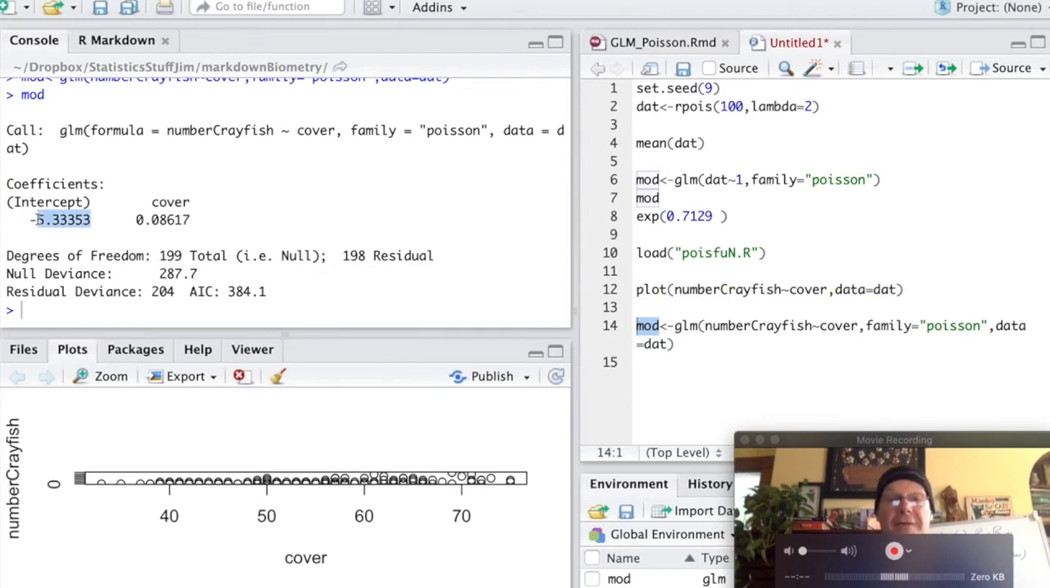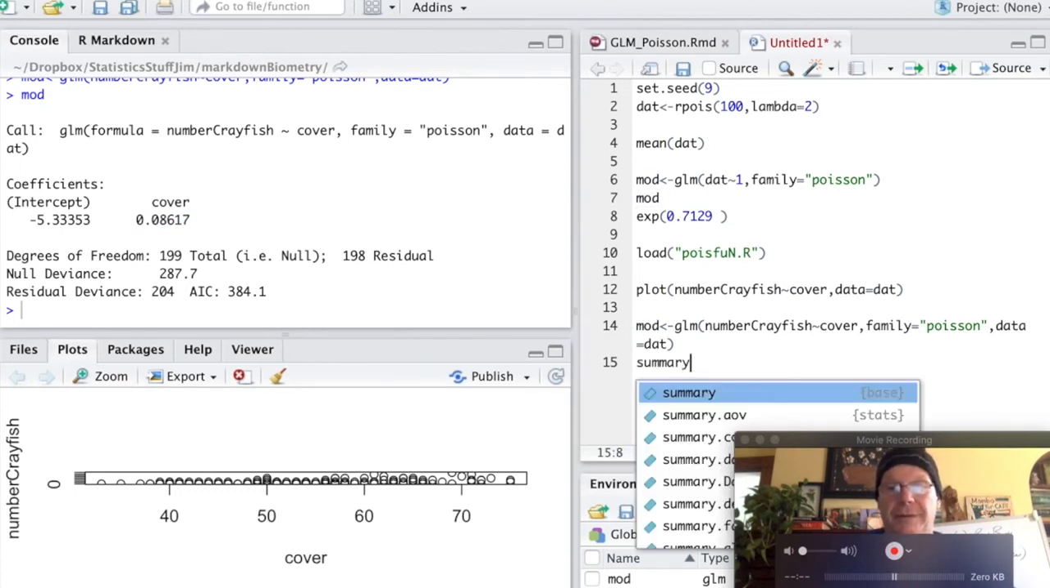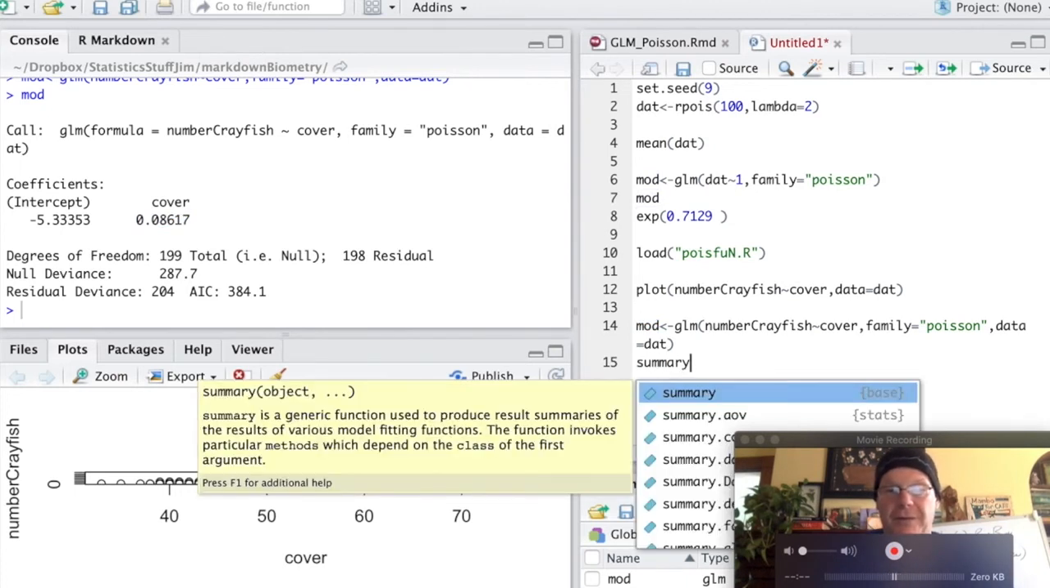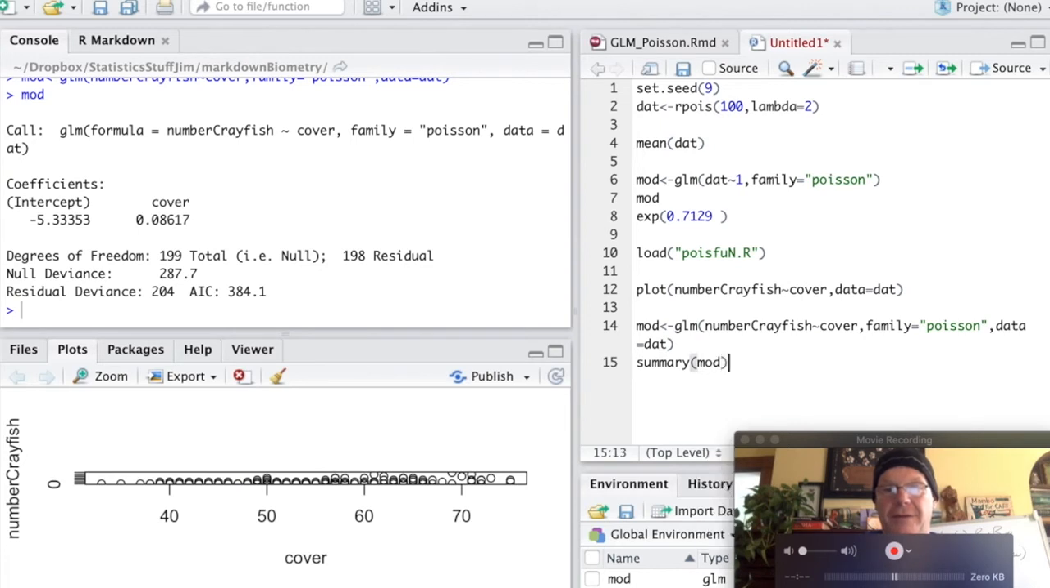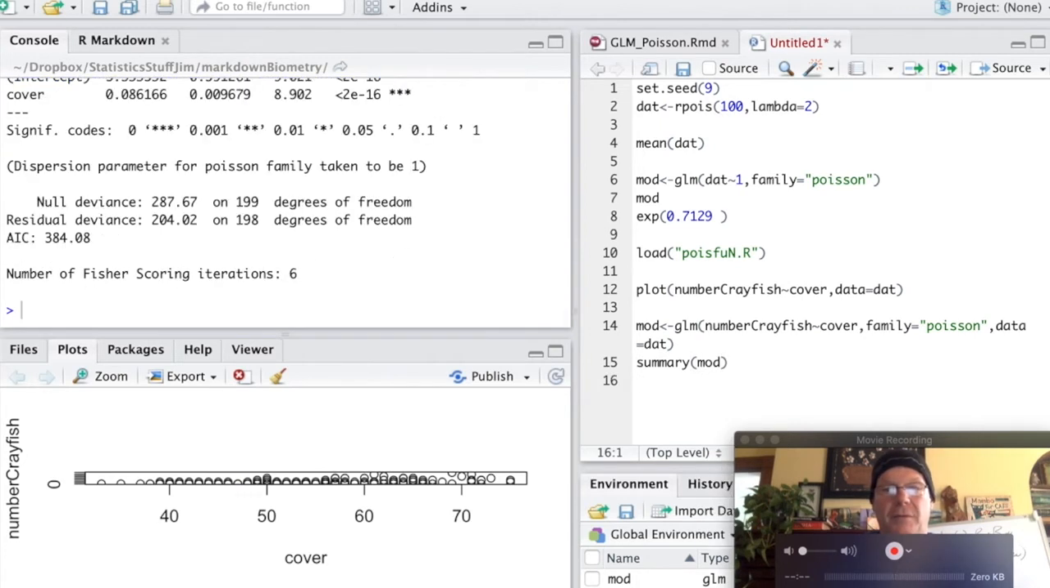Here's the parameter estimates from our model, reminding ourselves that they're in this log link units, or on a log link scale. The first thing we might want to do, which is always a good idea with general linear models, is to take a look and make sure that we're happy with where our deviance is. Okay, so again, the deviance is a variance component thing.